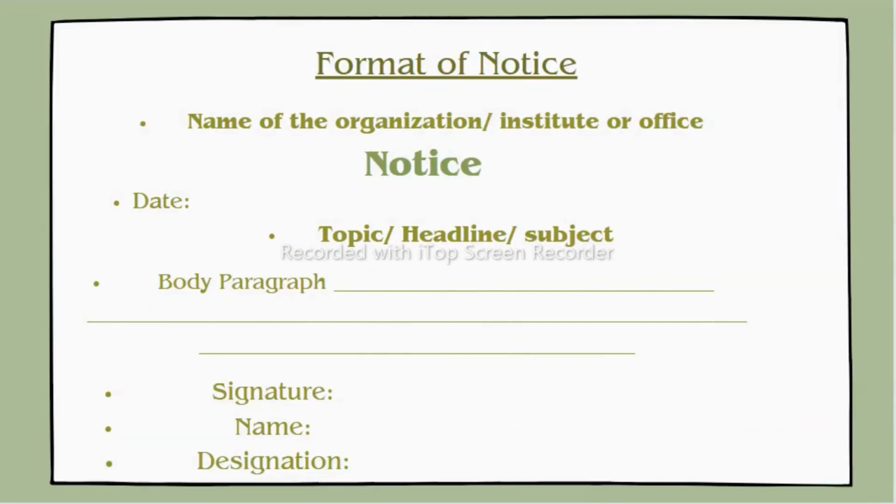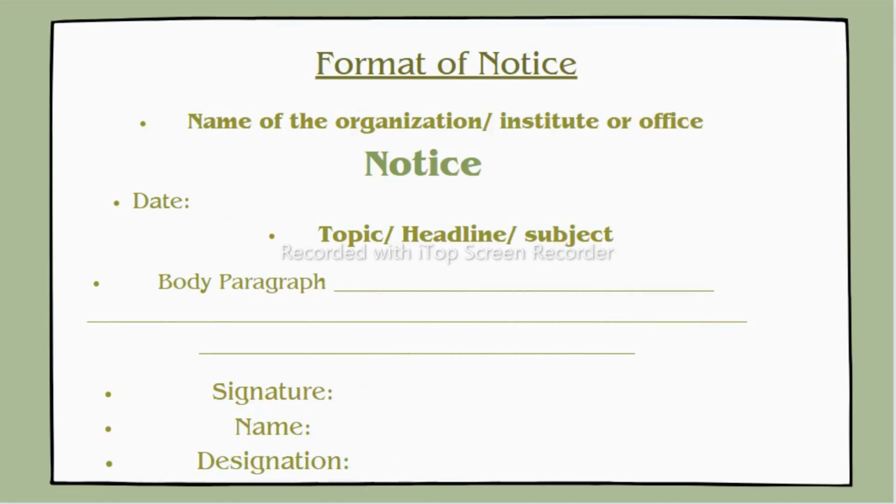Now you can see on the screen a format of a notice. First you have to write the name of the organization or institute or office. Then, the second step, you have to write NOTICE. Then you have to write the date on which you are writing this notice. Then the topic, that is the subject, and then the body paragraph, and then the signature of the person who is giving this notice. Like if it is an institution, then the principal's signature, the name of the principal, then designation.